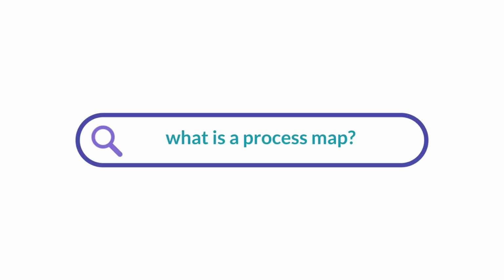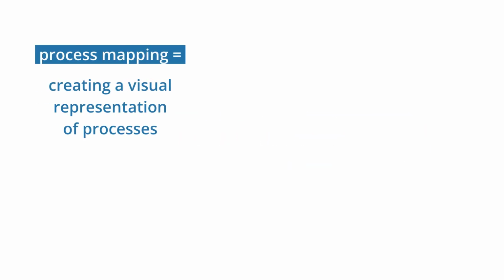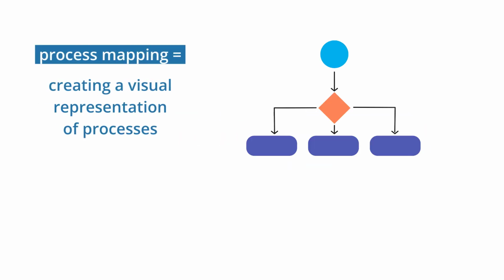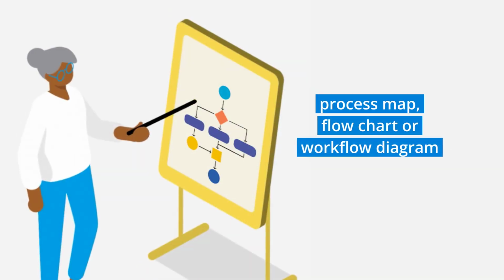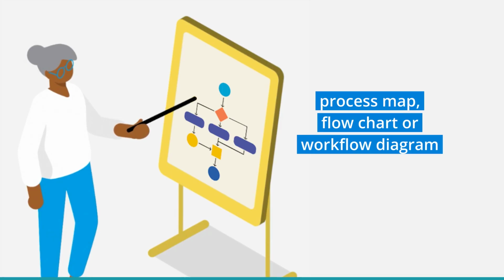To effectively leverage process mapping, we must first define it. Process mapping is the act of creating a visual representation of processes using standardized shapes for different elements, such as rectangles for process steps, diamonds for decision points, arrows for flow direction, and circles to indicate starting and ending points. The end product is known as a process map, flowchart, or workflow diagram.